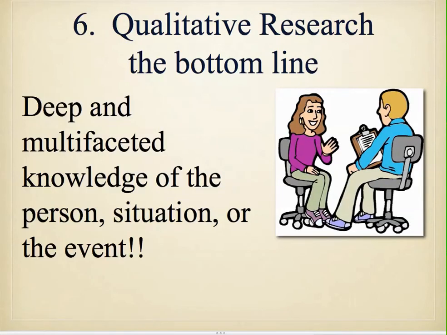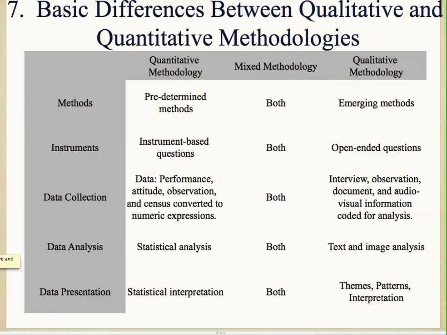So what's the bottom line for qualitative research? Deep and multifaceted knowledge of the person, situation, or the event. You become deeply involved with the phenomena, the people that you're studying. You ask questions from multiple perspectives, and then you describe that event in a rich kind of way.